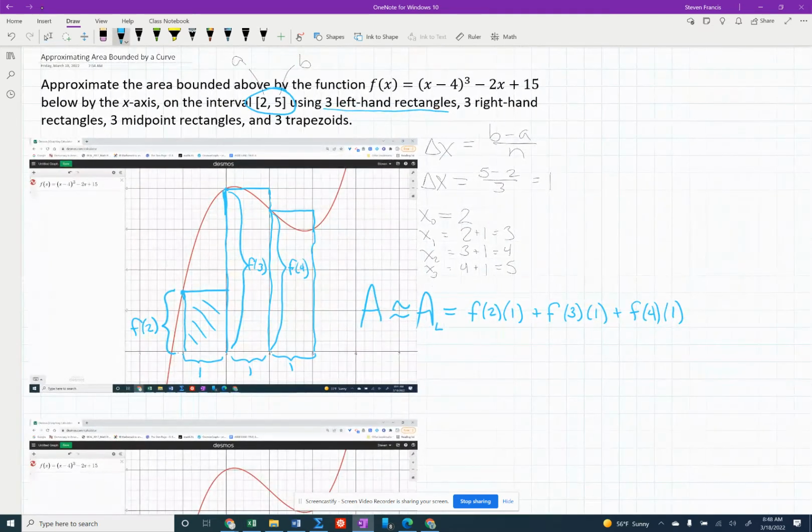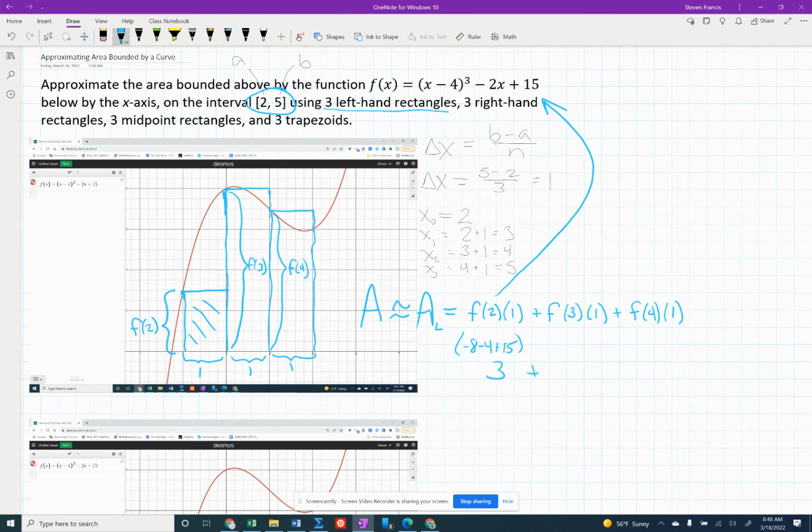the function f. So if I go up to my function f, I'm going to plug 2 in up here. 2 minus 4 is negative 2. Negative 2 to the third power is going to be negative 8. I'm going to write this down so I don't forget it. Then I'm going to multiply 2 times negative 2, and I get minus 4. And then plus 15. That's all f of 2, which looks like 3 times 1. That's going to be 3.